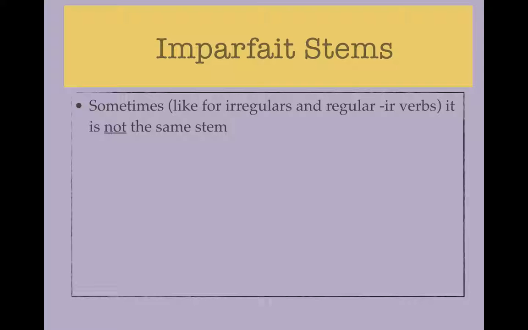However, other verb categories such as irregulars and IR verbs will give you a different stem for the imparfait. For example, an irregular like avoir has no regular tense stem. That's what makes it irregular. But if we conjugate it in the nous form in the présent, nous avons, we can still drop our ONS to come up with the stem av-.